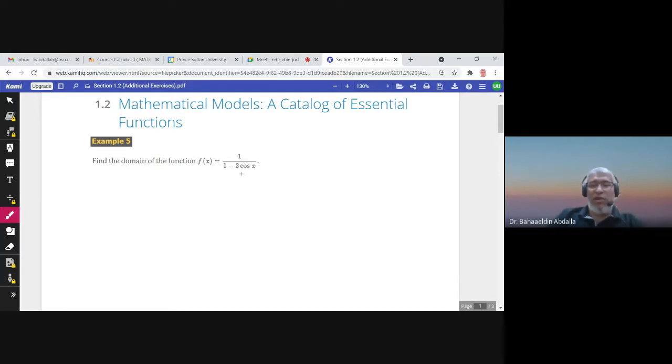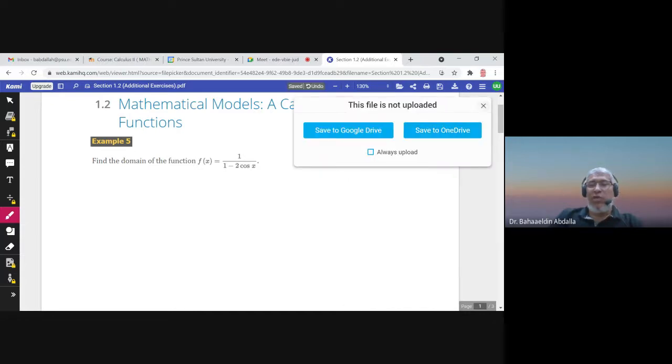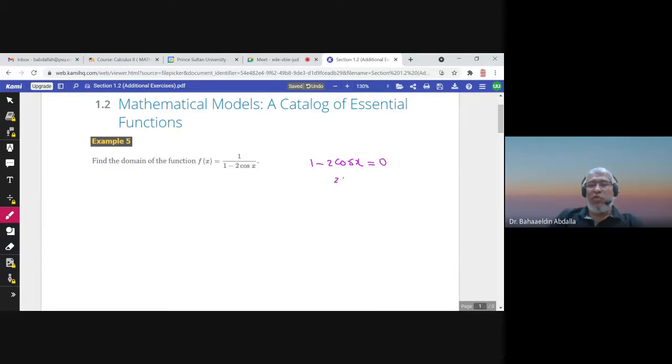We have a fraction, so we do not accept that the denominator is 0. So let us find what makes the denominator 0. If we put the denominator 0, we can take 2 cosine x to the other side. So 2 cosine x would be equal to 1. Or you can keep negative 2 cosine x here, take 1 to the other side, it would be negative 1, and then multiply by a minus sign. So cosine x would be half. So all x values that make cosine half will make the denominator 0.